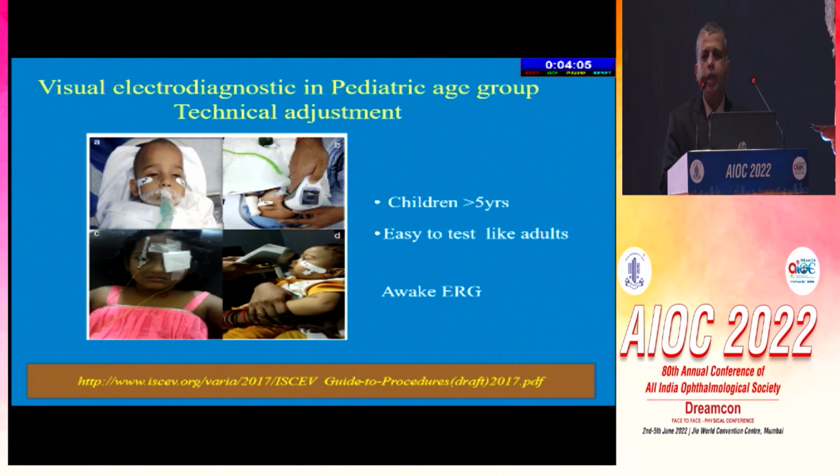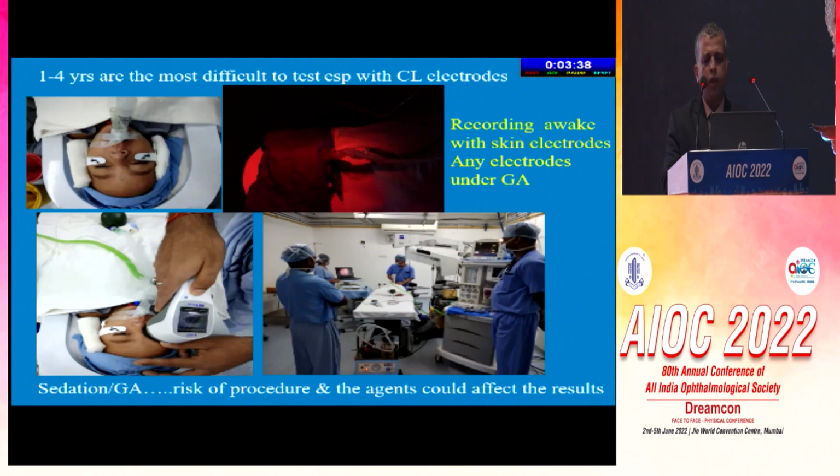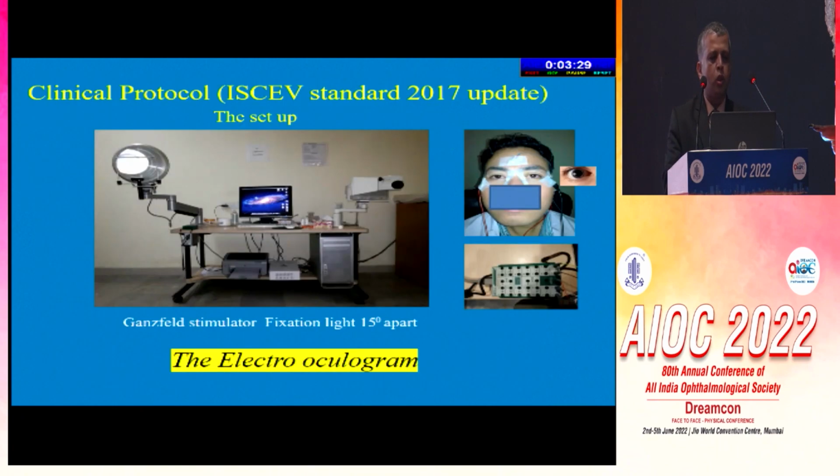For pediatric age group recording, as is shown here, there is no standard protocol yet, but we need to know how to record these babies. The most difficult ones are toddlers, like 2 to 4 years of age. Eliciting a response with a contact lens electrode is very difficult. However, with this device, with the steam electrode, the examination of these babies in the awake stage has become easy, and one can get a good result, avoiding sedation or general anesthesia, which can be risky and can also affect the responses.